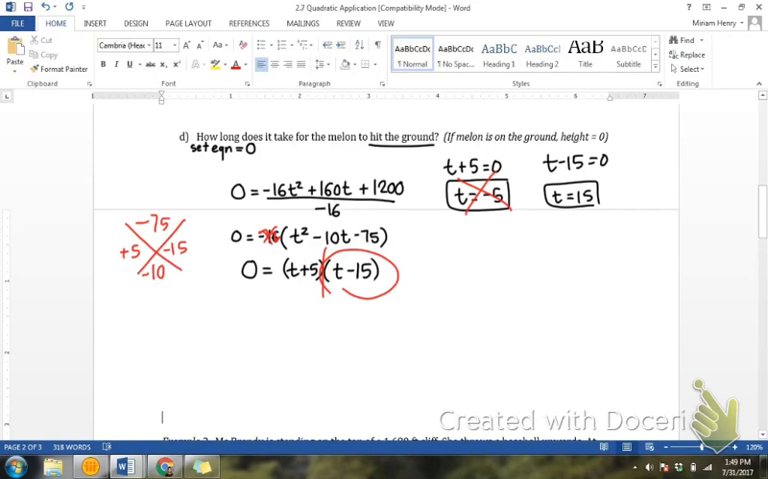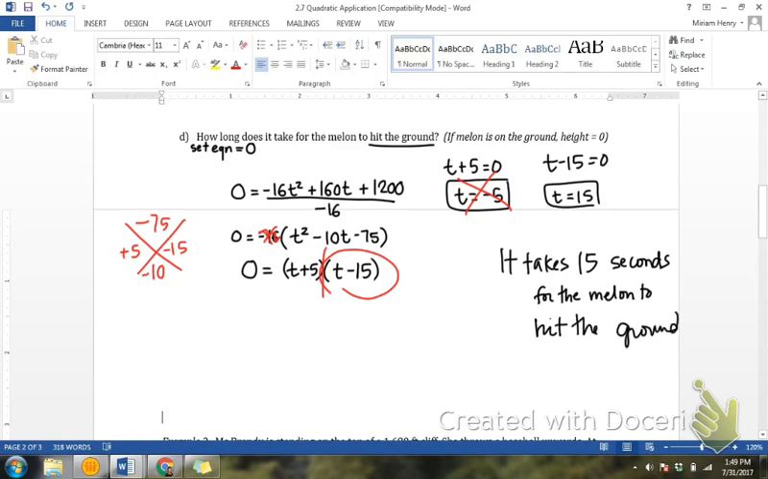So that's going to be our sentence. It takes 15 seconds for the melon to hit the ground. Okay? All right, flip it over. Let's go to example 2.